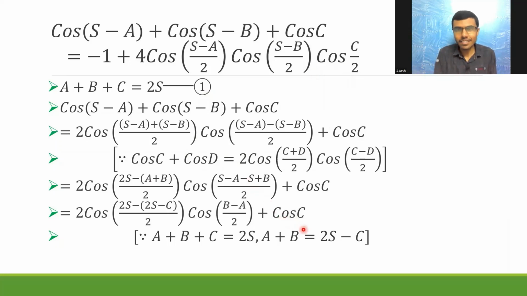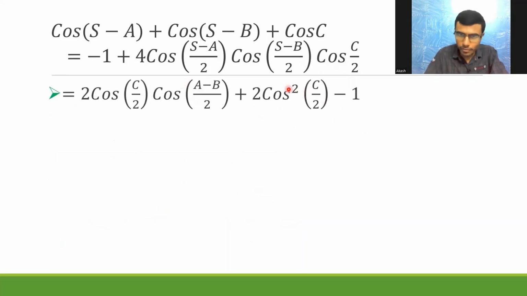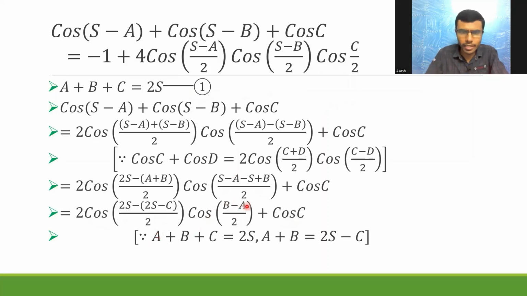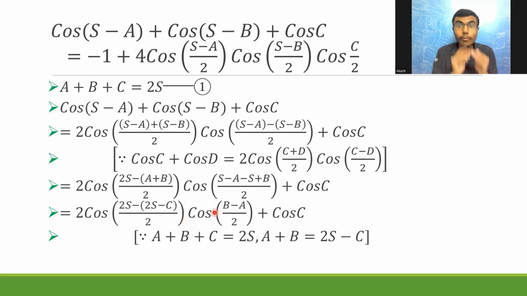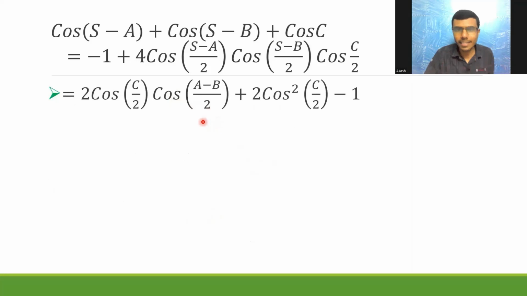Cos c I can write as 2 cos square c by 2 minus 1. And here as I mentioned, I'd get 2 cos c by 2 cos a minus b by 2 and then 2 cos square c by 2 minus 1. Now you're wondering how come it was b minus a by 2 here, why did it become a minus b by 2? If you remember, cos of minus theta is cos theta. So basically this one I can write as cos of minus of a minus b by 2. So cos of minus theta is cos theta. So ultimately I'd get cos a minus b by 2. That's why I could write it like this.